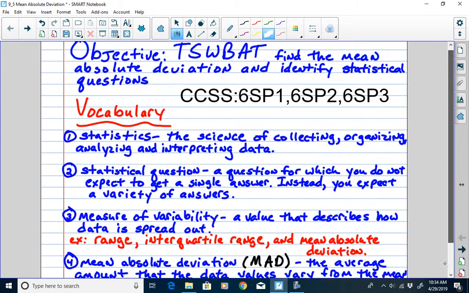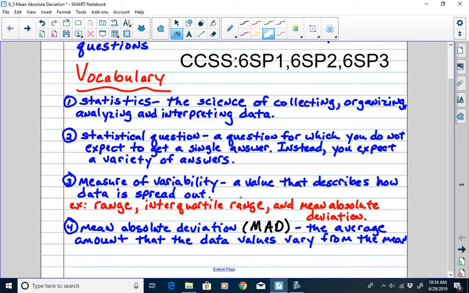Measures of variability are values that describe how data is spread out. Our range and interquartile range, which we've already studied, are measures of variability. The mean absolute deviation is another measure of variability. Mean absolute deviation is defined as the average amount that the data values vary from the mean.